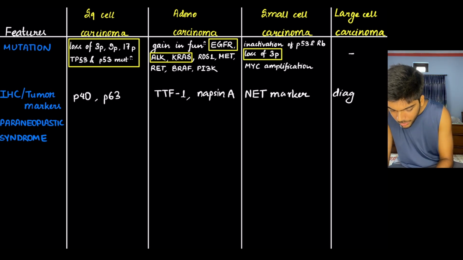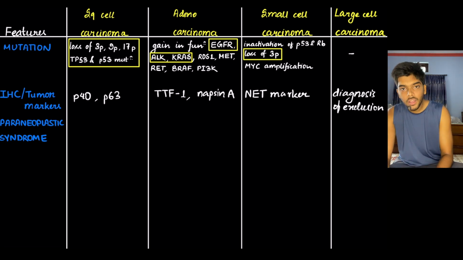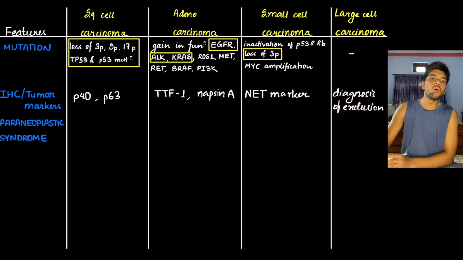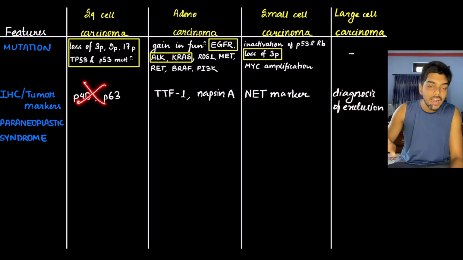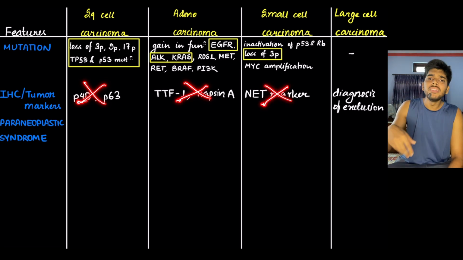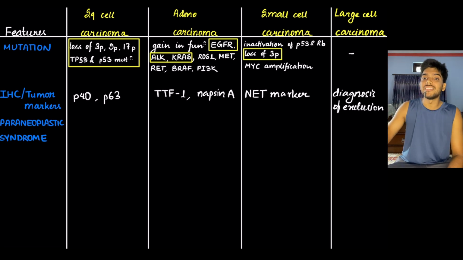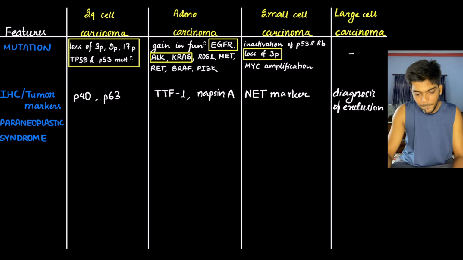It shows a diagnosis of exclusion. What does that mean? It means that you diagnose a patient with large cell carcinoma when all other possibilities are excluded. That is, if there is no squamous cell carcinoma, there is no adenocarcinoma, there is no small cell carcinoma, then most probably it is large cell carcinoma. So diagnosis of exclusion, that is diagnosed when all other possibilities are excluded.